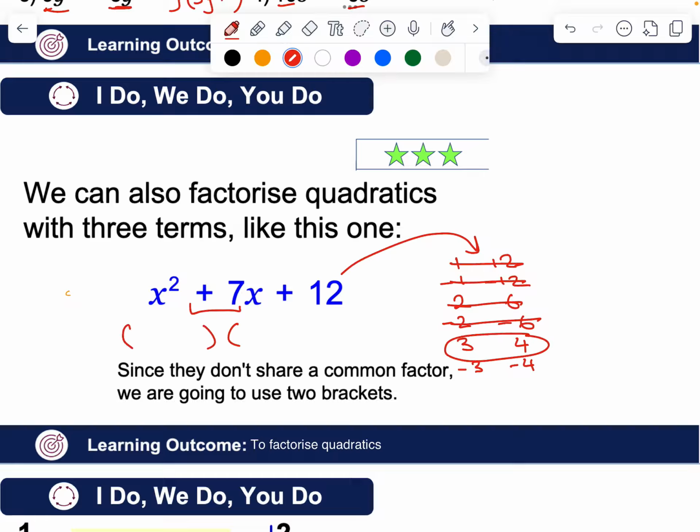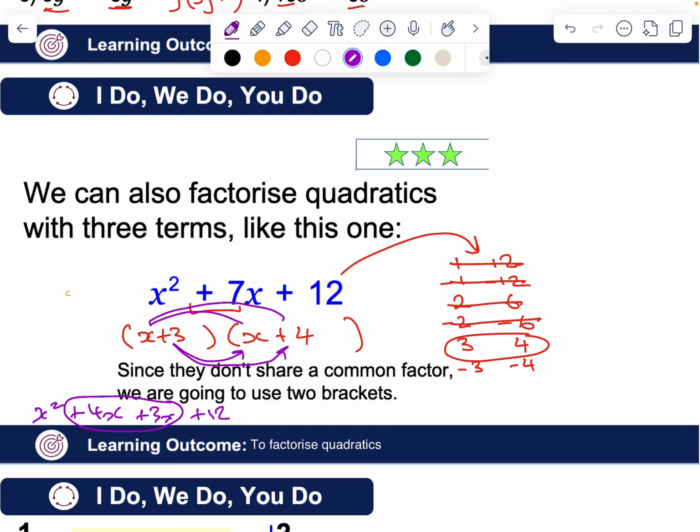And then we open our brackets, x plus 3, x plus 4. Why does that work? Well, if you go on to expand this bracket, x times x is x squared, x times 4 is 4x, 3 times x is 3x, 3 times 4 is 12. You simplify them, that's where you get x squared plus 7x plus 12. So your answer for the question is x plus 3, x plus 4.